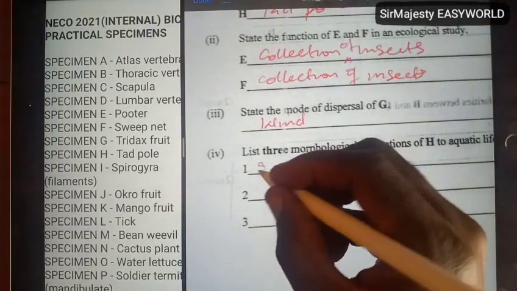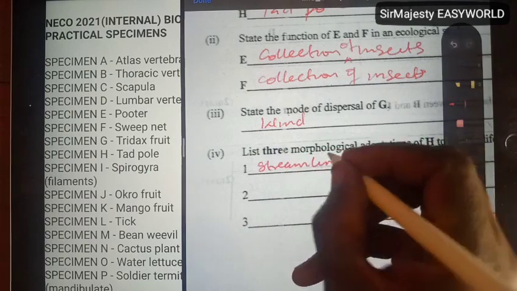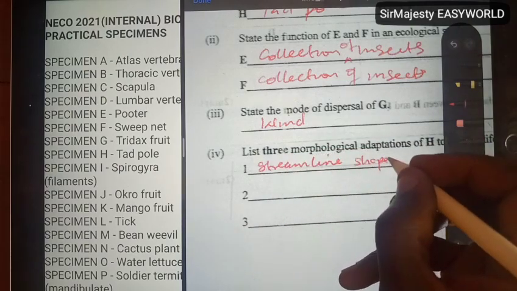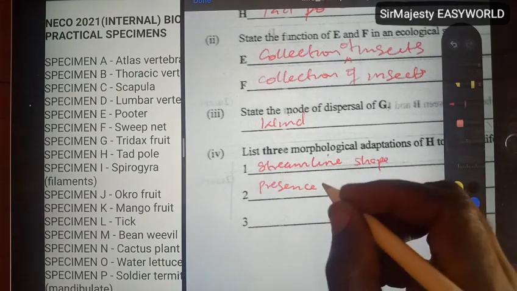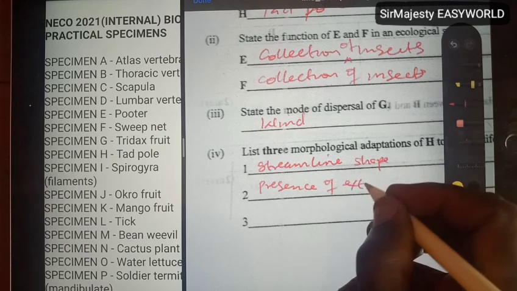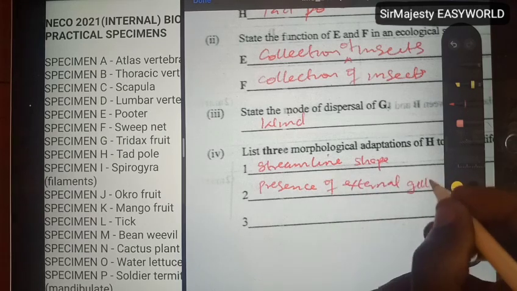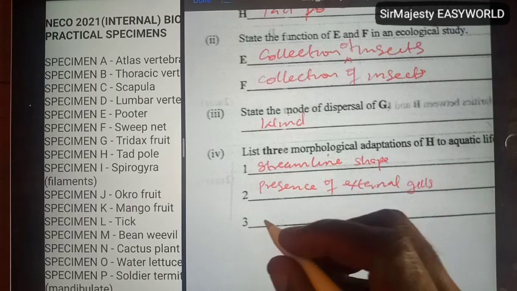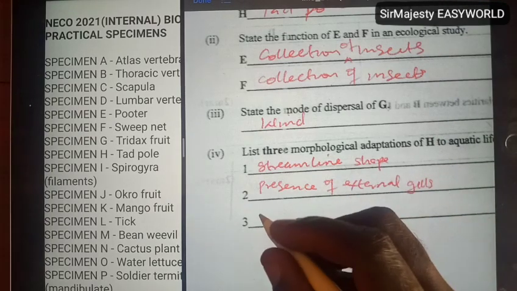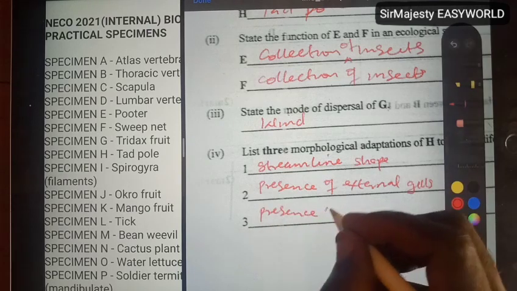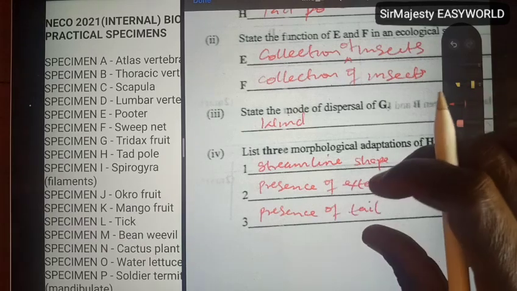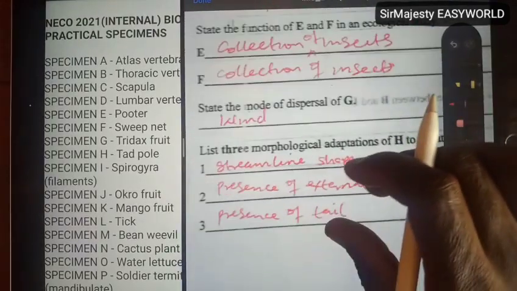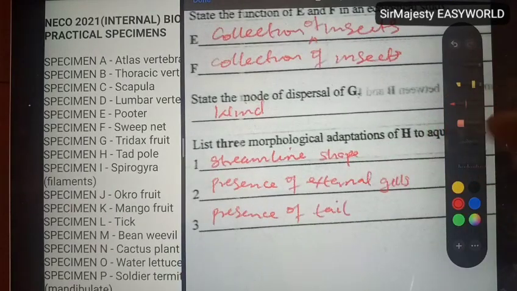So you can say streamlined shape to reduce drag. Then another one is presence of external gills for gaseous exchange. Then presence of tail for effective swimming. They just say list 3 morphological adaptations. So: streamlined in shape to reduce drag, presence of external gills for gaseous exchange, presence of tail for swimming.